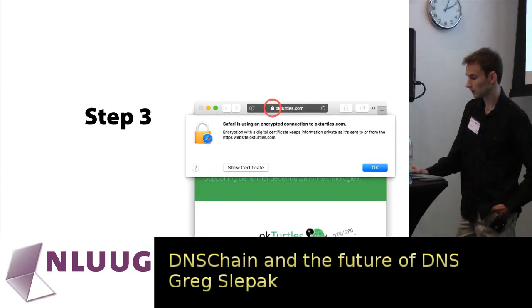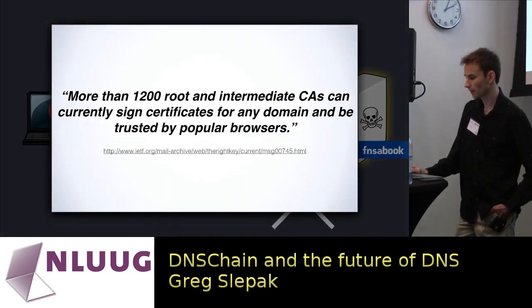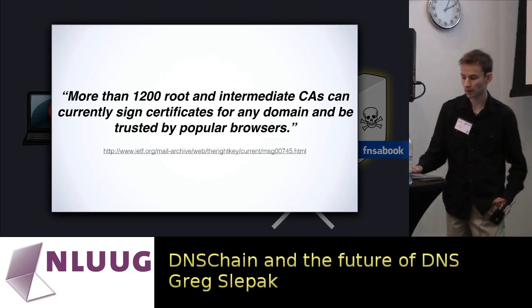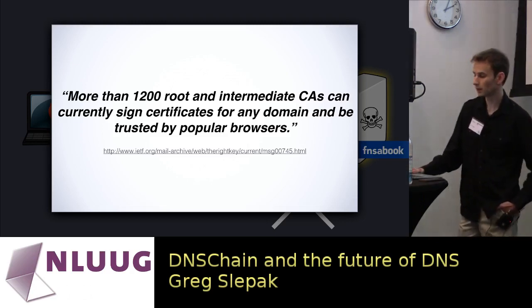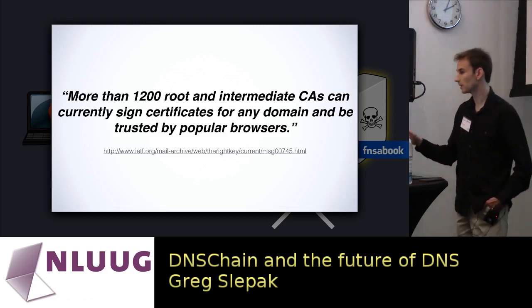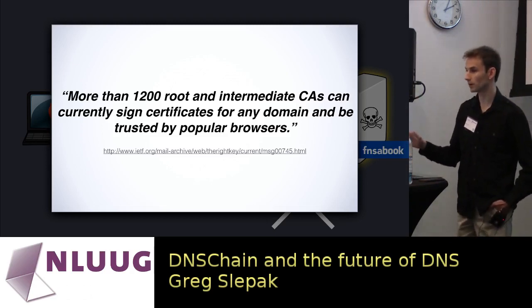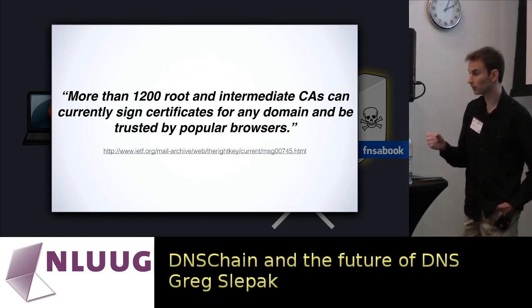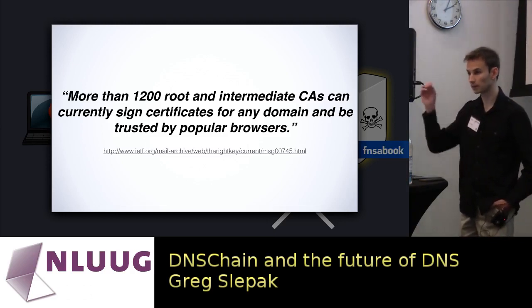Next I'm going to show a few slides from a video on our homepage on okturnals.com. This is a video on DNSChain. And one of the things that we point out is that somebody ran the numbers, and across all desktop operating systems and across all web browsers, counting intermediate certificate authorities, there are about 1,200 entities who have the power to make that lock icon appear.